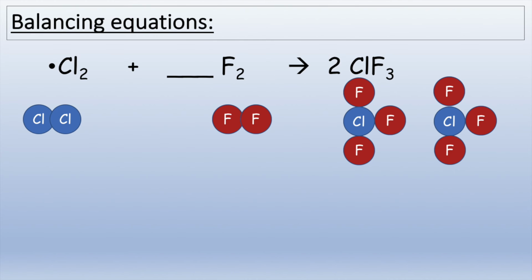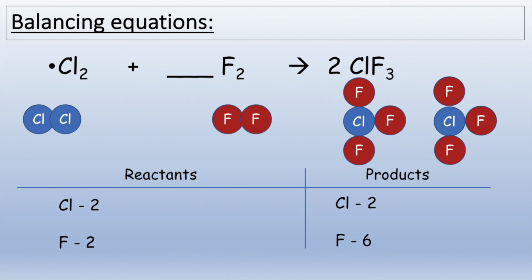When adding up the reactants and the products, I find it helpful to put the chlorines in line with one another and the fluorines in line with one another. This means it's really easy to see which ones are out of balance. Straight away, from looking at the reactants and the products, we can see that there are fewer fluorine atoms on the reactant side compared to the product side.